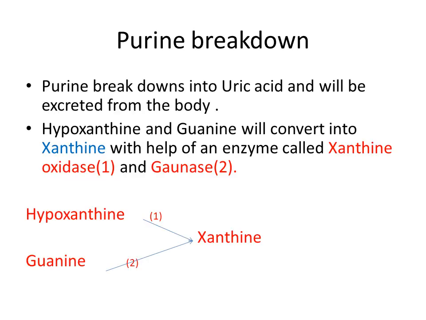The third part of purine metabolism is purine breakdown. Purine breaks down into uric acid and will be excreted from the body. Hypoxanthine and guanine will convert into xanthine with the help of the enzymes xanthine oxidase and guanase, like we have talked about in my previous video.